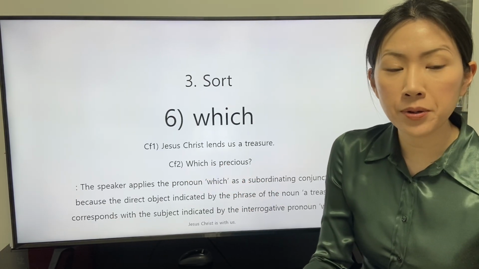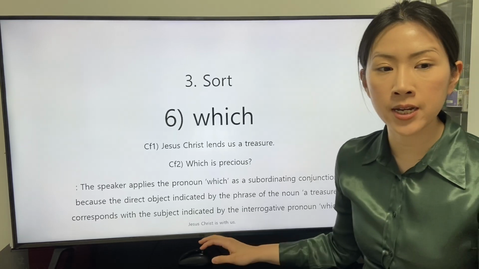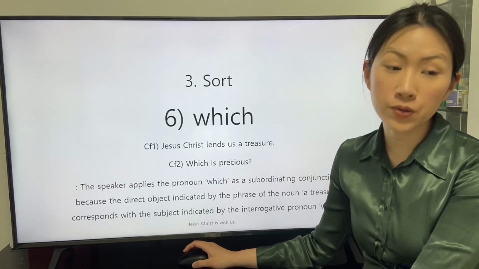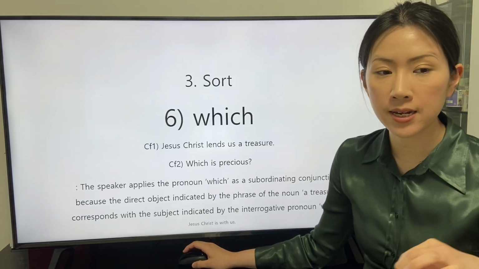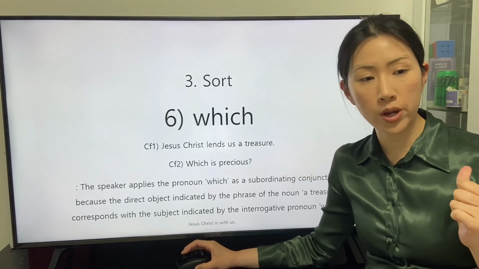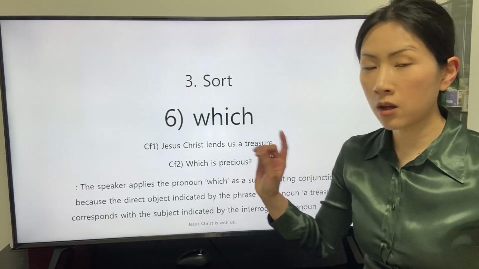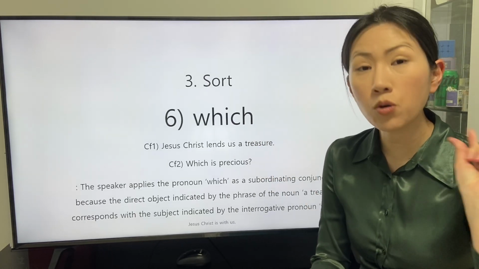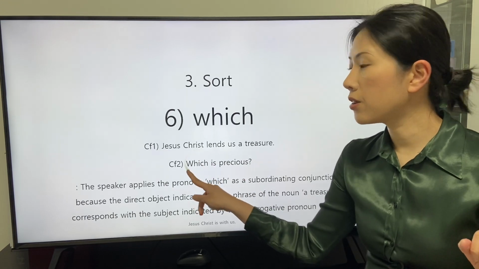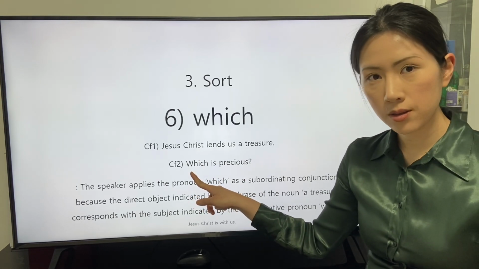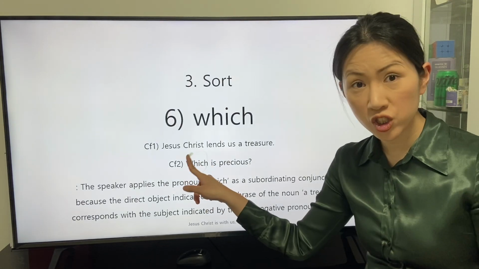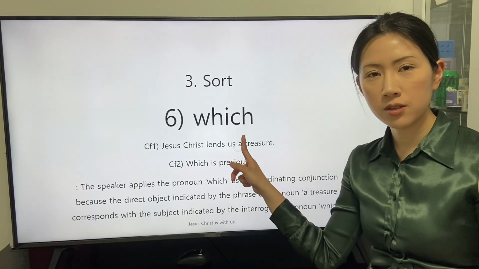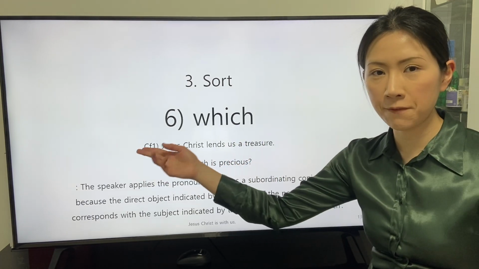The speaker applies the pronoun which as a subordinating conjunction because the direct object indicated by the phrase of the noun, a treasure, corresponds with the subject indicated by the interrogative pronoun which. The speaker links the two clauses because of the accordance between the pronoun, the subordinating conjunction which, and the phrase of the noun, a treasure, that is the direct object in the first clause.